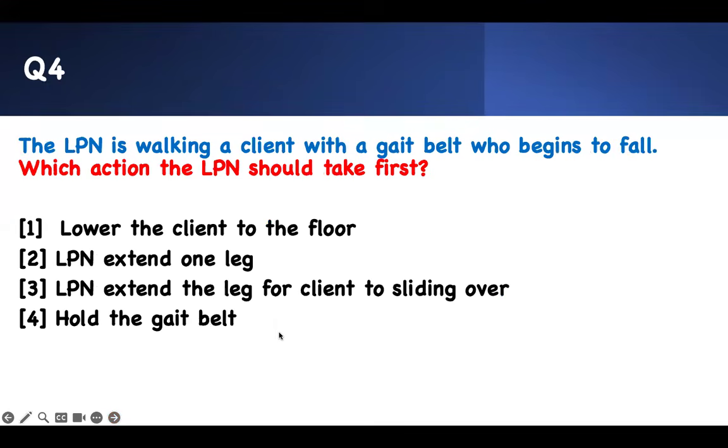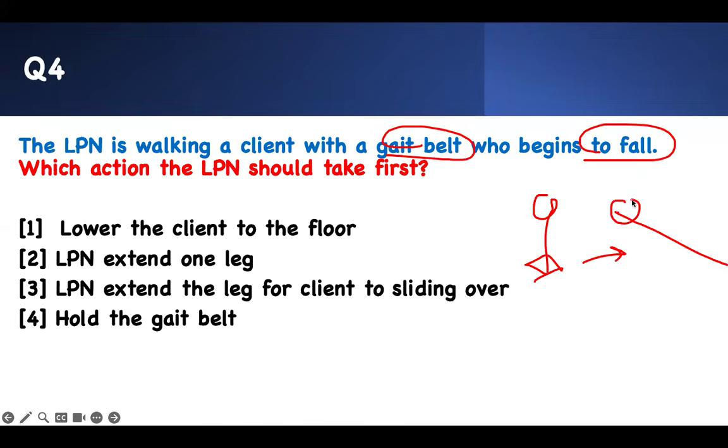Number 4. The LPN is working with a client, okay, with a gait belt, buzzword, who begins to fall. The patient is walking, and then all of a sudden is about to fall. What would you do? Which action should the LPN take first? The first thing you should do is lower the client to the floor, hold them and bring them down. The LPN extends one leg for the patient.